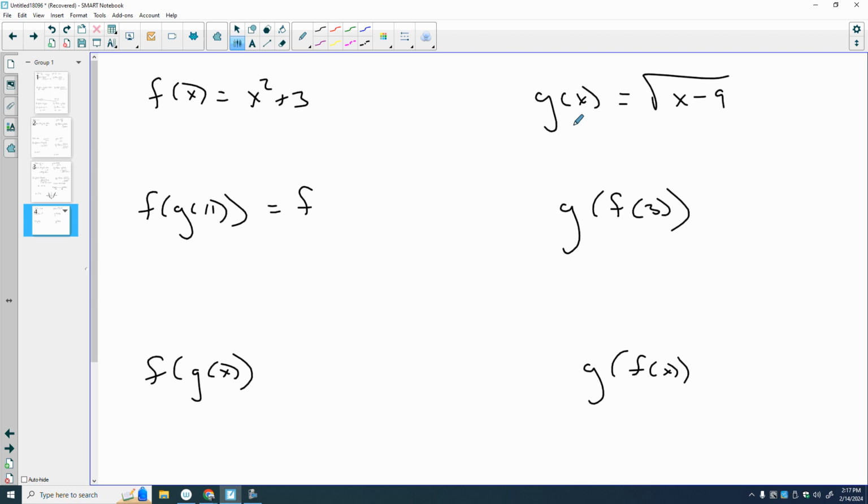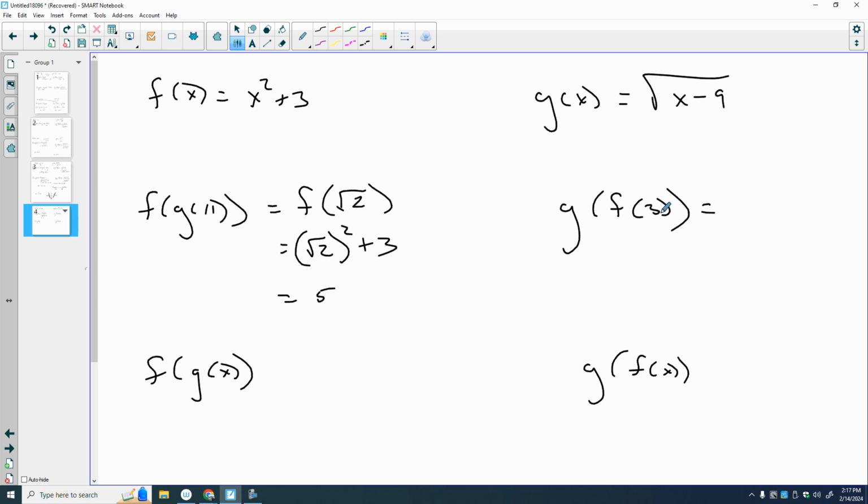Okay, plugging in 11. 11 minus 9 is 2, and so this becomes the square root of 2. Putting 11 into g, 11 minus 9 is 2. Square root of 2 is just square root of 2. Now take the square root of 2 and plug it in for f. So it's the square root of 2 squared plus 3. Square root of 2 squared is 2, plus 3 is 5. Hopefully you got 5. And if not, you can see how I got 5.